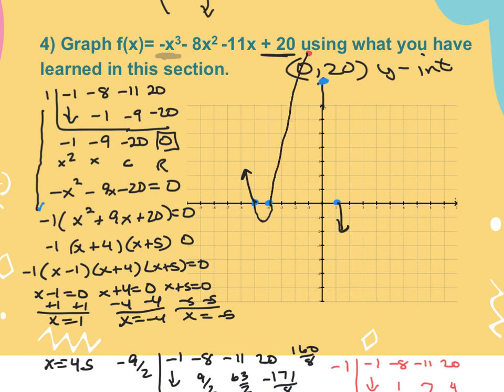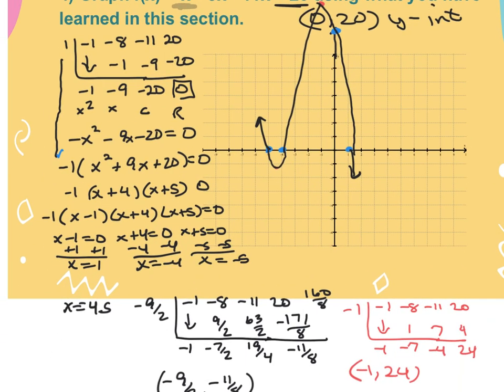And then it can come down and touch the y-axis, and then it'll come down to the 0. So there is my graph. And again, if you go back and look at Desmos on the previous slide. So again, I found the zeros and the y-intercept.